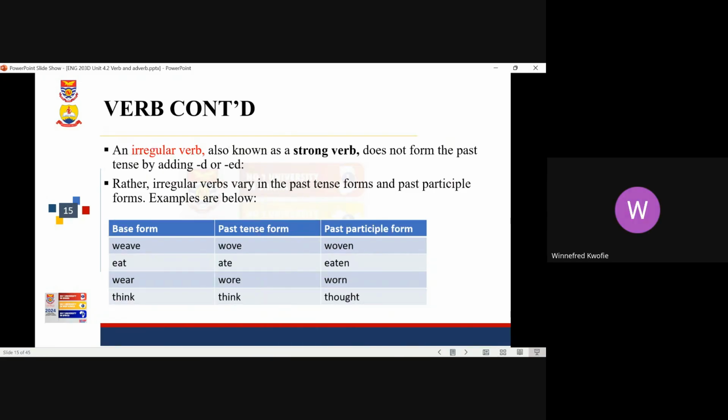But when you look at things, you realize that both the base form and the past form are the same, and then the participial form. No, I think it's the past form and then the participial form that would be the same.